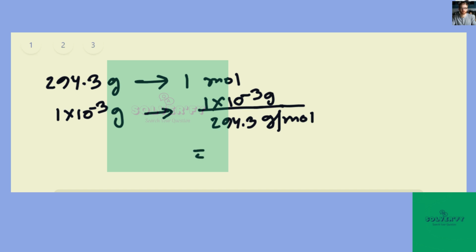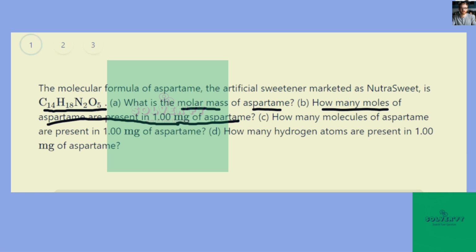and this will give us a value of 3.40 times 10 to the power minus 6 mole. So this is the number of moles of aspartame which is present in 1 milligram of aspartame.